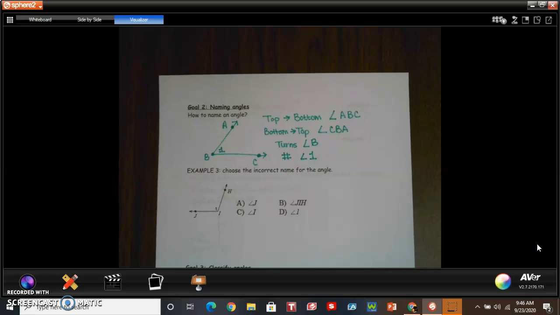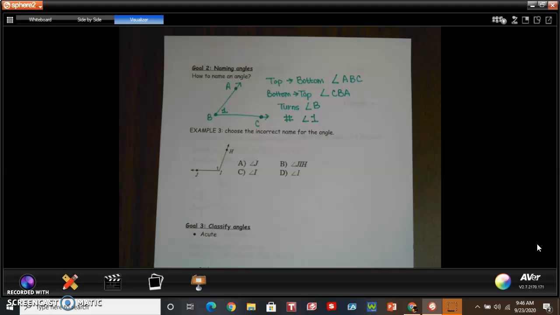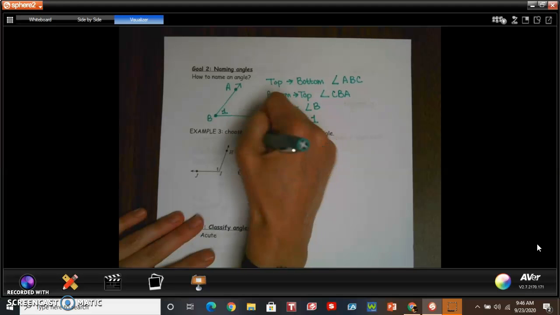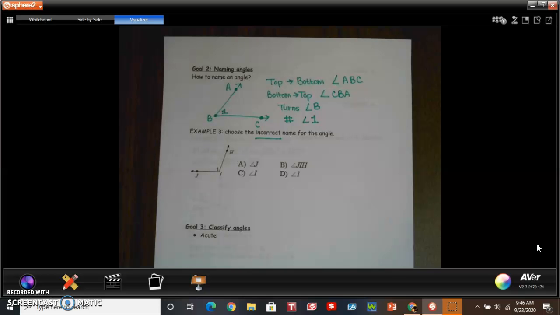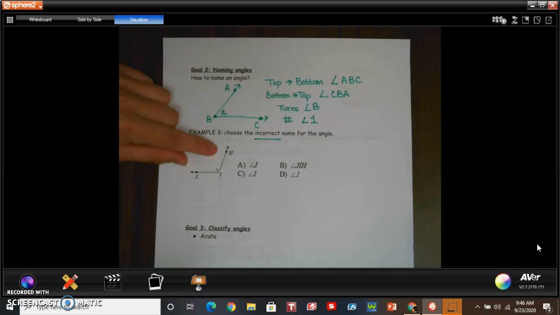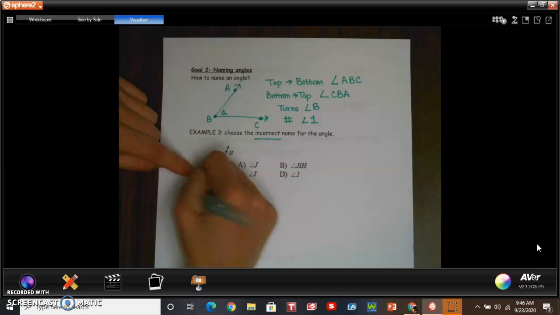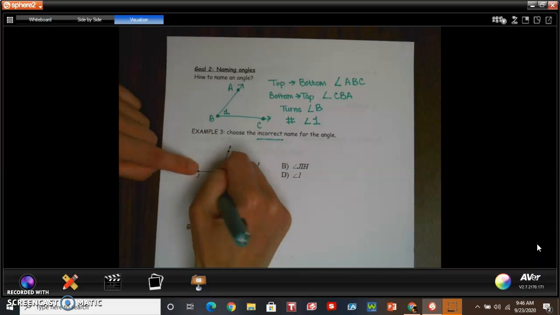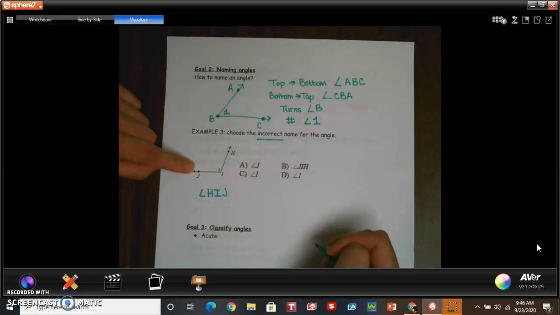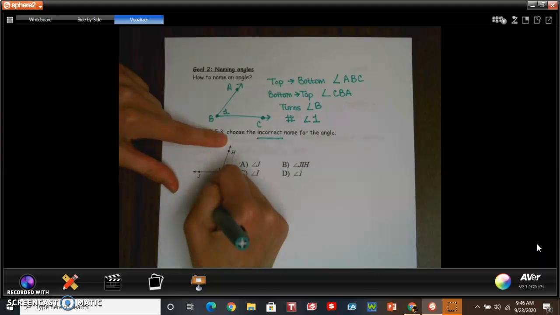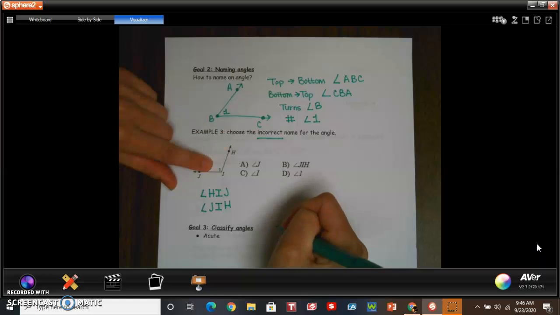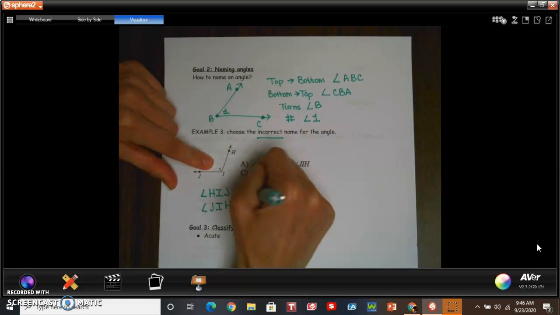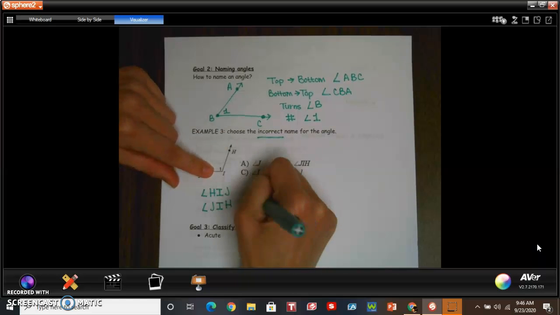All right, so here's how your homework questions are going to be set up. They're going to say, choose the incorrect name for this angle. So let's go ahead and write the 4 names for this angle. So let's go from top to bottom. So we have angle H, I, J, bottom to top, J, I, H. Where it turns, angle I, and its number, angle 1.